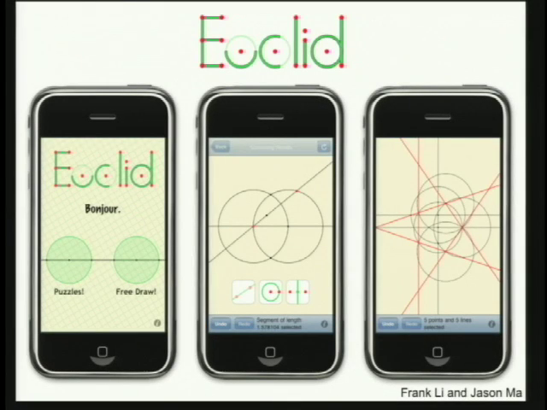All right, this is our app. It's called Euclid. My name's Frank. I'm Jason. And basically, this is a puzzle game based on the concept of geometric constructions.